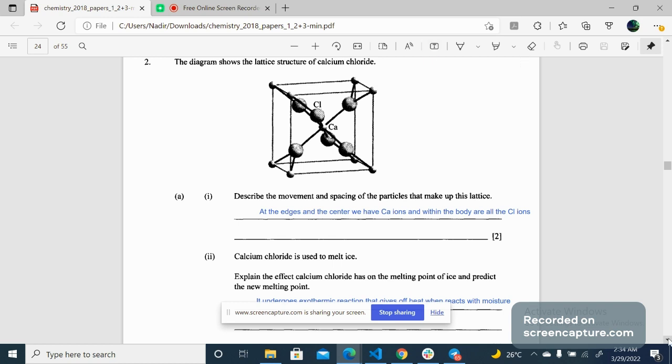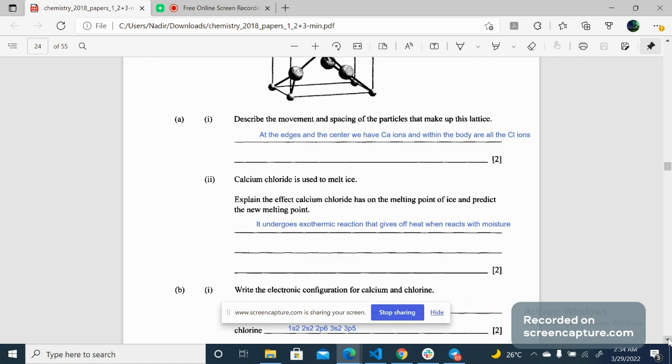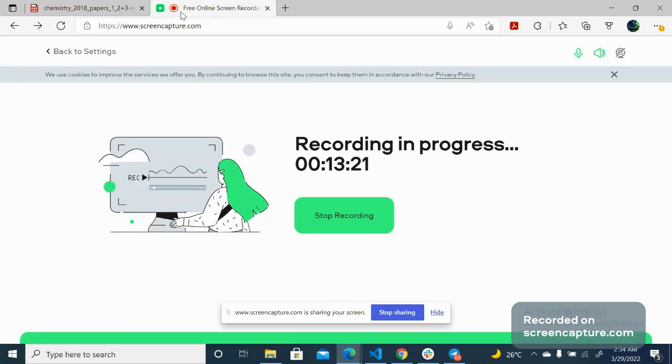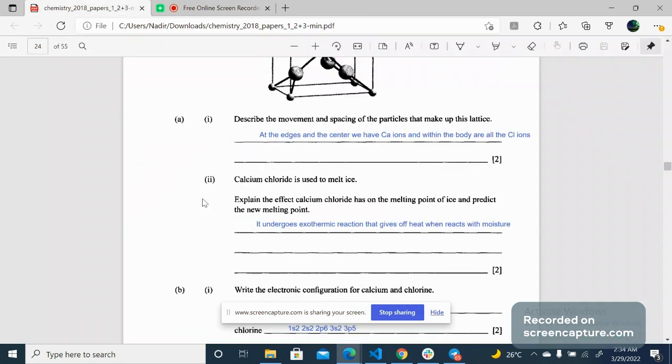Okay, now moving on to the second question of subsection A. We have been given one example usage of calcium chloride, and that is to melt ice. Let me check again if the recorder is working properly. Yes. So the question says that we need to explain the effect that the calcium chloride has on the melting point of ice, inside the new melting point.